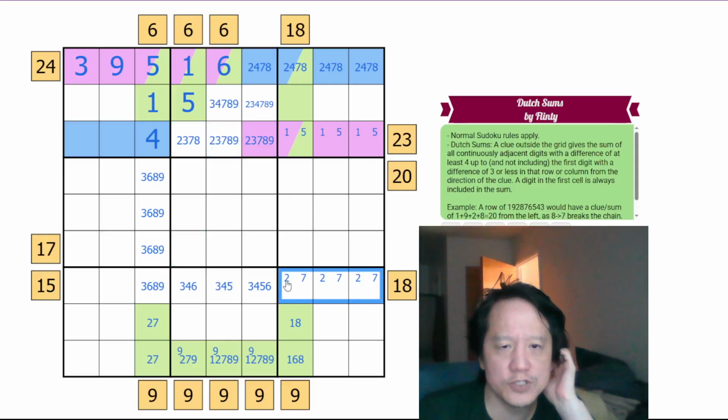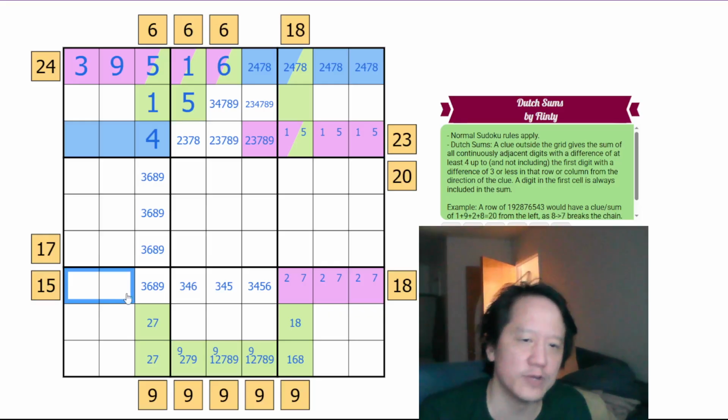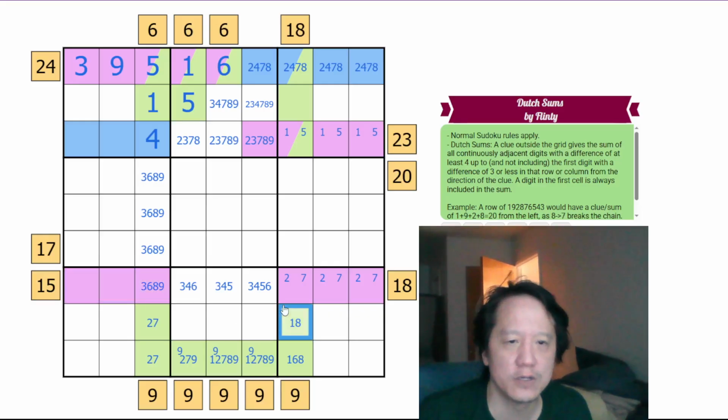Okay, we have 2, 7 guaranteed here. And this also has to have 3 digits, but it could be 2, 7, and 9. That is possible. 15. 4 or more apart means we have to have 3 going this way.